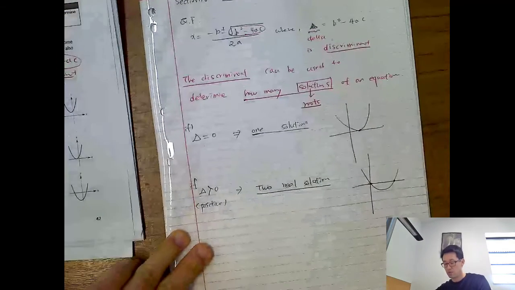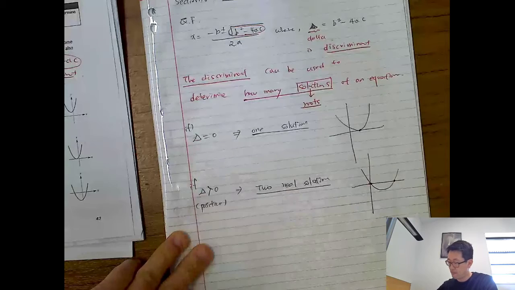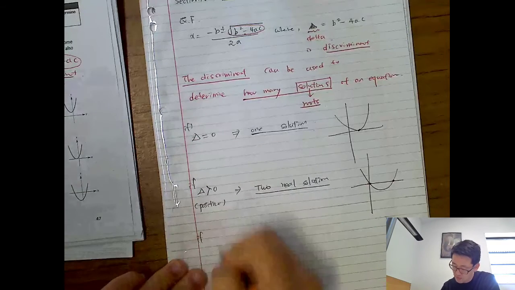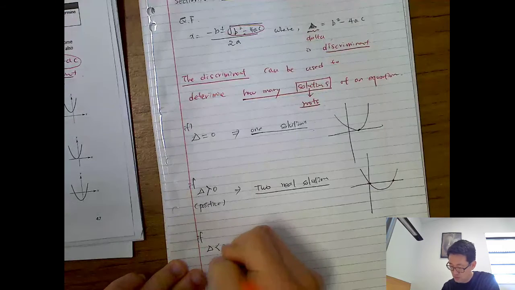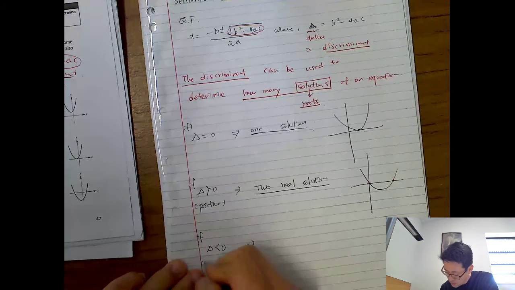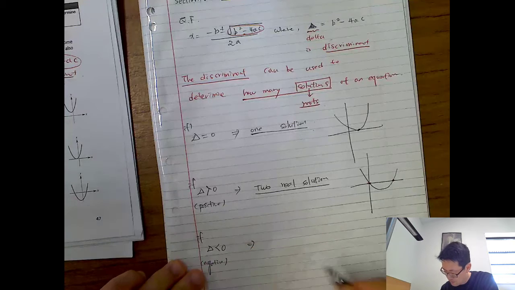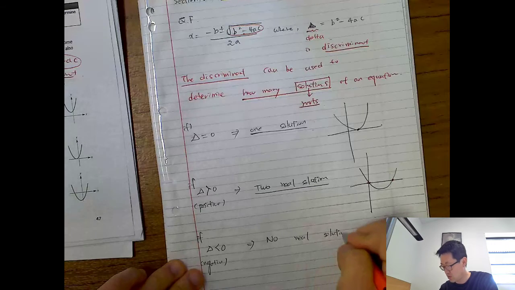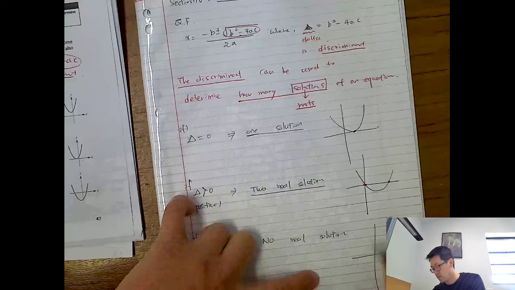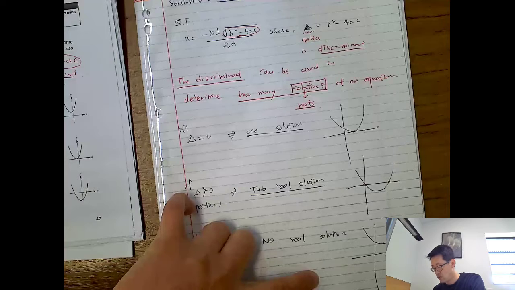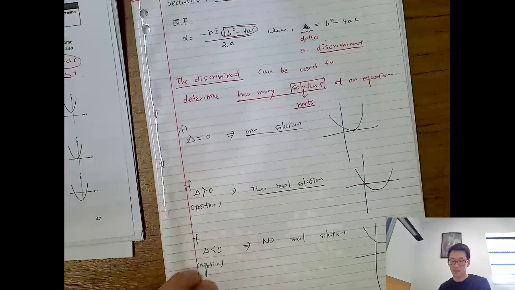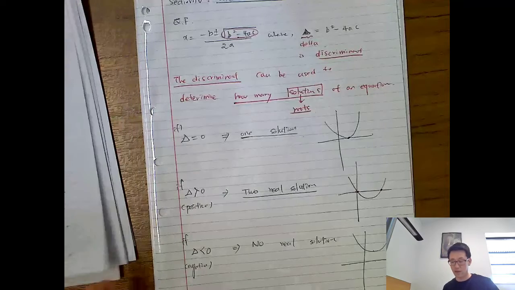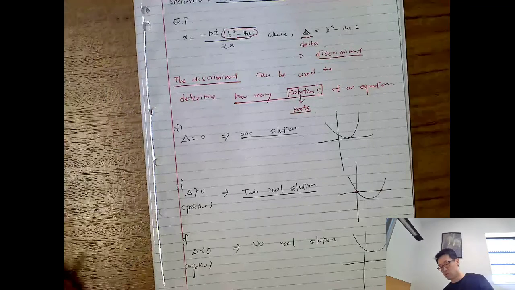And if the discriminant is smaller than 0, which is negative, we're going to have no real solution. No solution is there. Does it make sense so far? Okay. Probably we go to an actual question and solve it. Let's go.